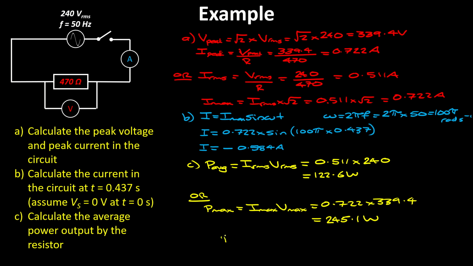And then know that the average power is the maximum power divided by 2. So 245.1 divided by 2 is 122.6 watts. Those are both perfectly valid ways. I would have done the first one, given that we'd already found the RMS values. It's obviously shorter, less calculation involved in that one. Okay, so moving on.